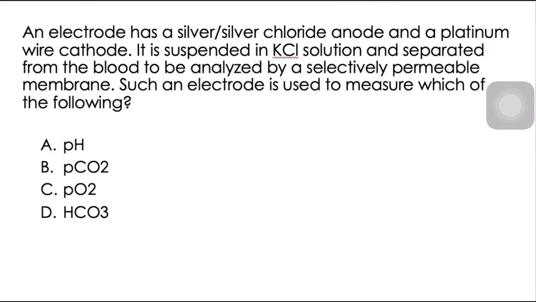Okay? An electrode that has a silver chloride anode and a platinum cathode. So again, pag narinig po yung silver chloride, kapag yun po ay reference electrode, that's for pH. Pero kapag silver chloride anode and a platinum cathode, that is for PO2. So we have letter C, PO2.